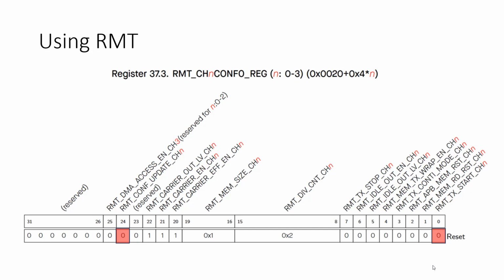So there's a bit down here called RMT transmit start. So you just write a 1 there, and it'll tell it to initiate the process of sending the data out, right? So again, this is the same register we had before. This is kind of like the normal operation part.